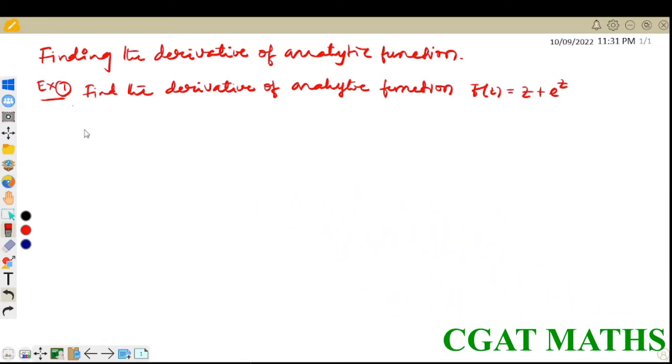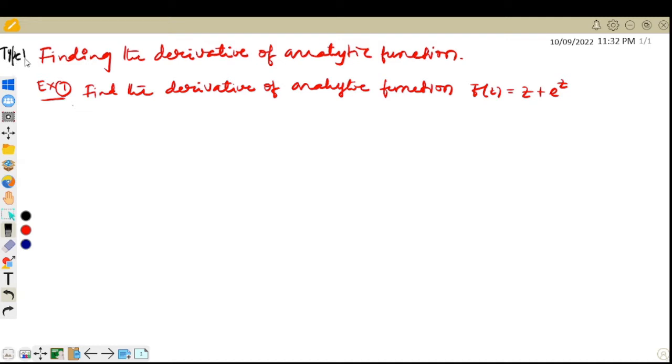In this video, we are going to discuss an example based on finding the derivative of an analytic function. It's a type 1 example, that is, verification of an analytic function and finding the derivative of an analytic function.